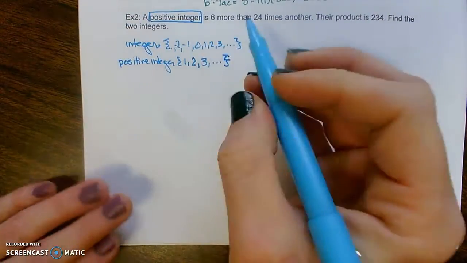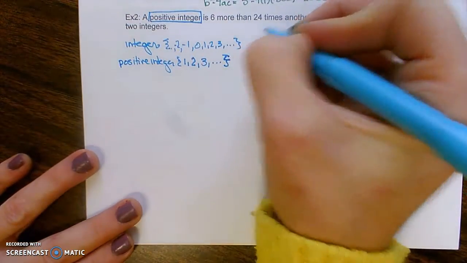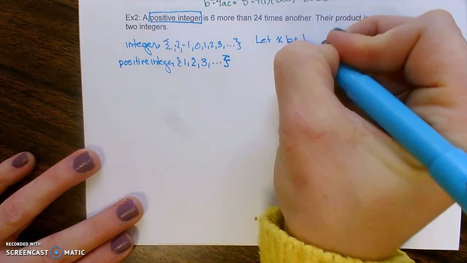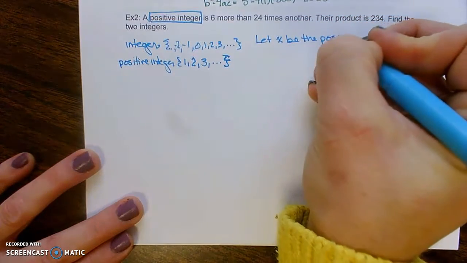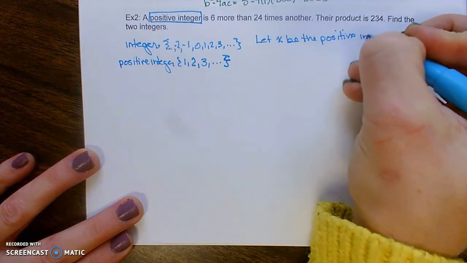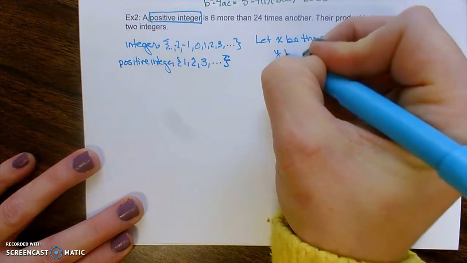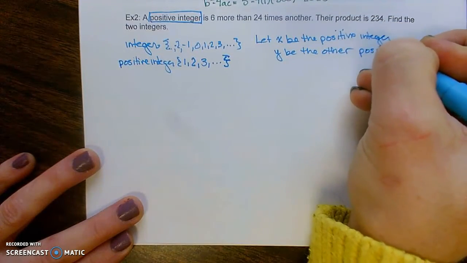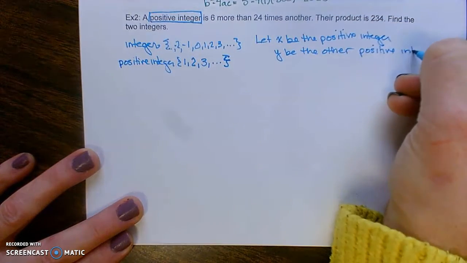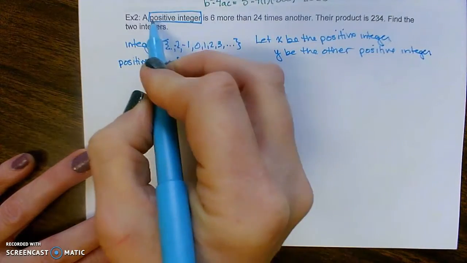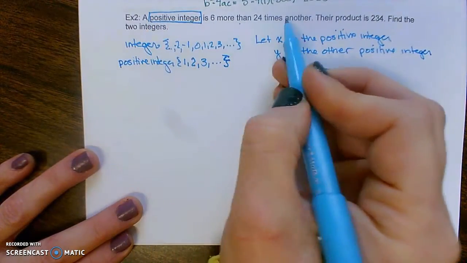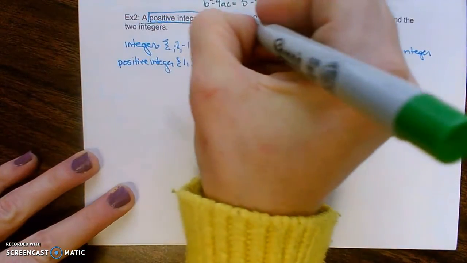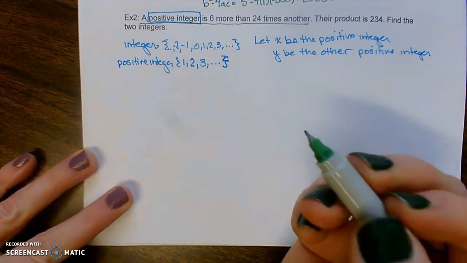So we're going to have two numbers. Let's use x and y. Doesn't really matter. Let x be the positive integer and y be the other positive integer. Okay, so then one of them is 6 more than 24 times the other. So we're going to use this information right here. We're going to translate that directly into an equation.